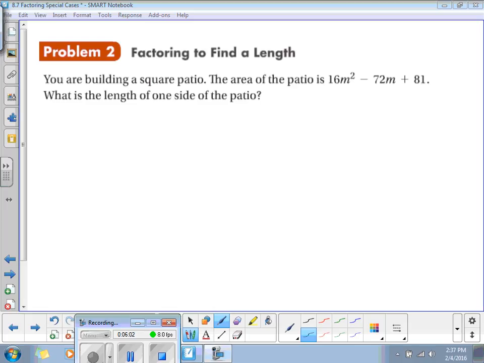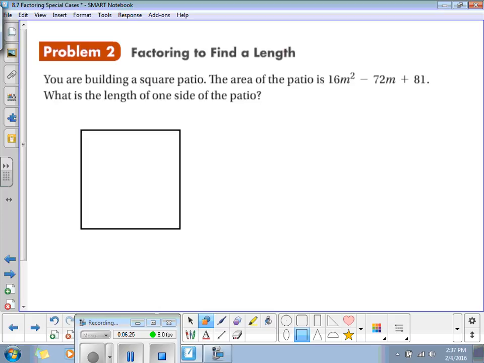Problem 2 is factoring to find a length. You're building a square patio. The area of the patio is 16m squared minus 72m plus 81. And we want to know what is the length of one side of the patio. Okay? So we're going to start with a square patio. There's our square patio. The area, of course, is length times width, and since it's a square, it's going to be side squared, right? Side times side, right? So area is equal to side squared, okay?